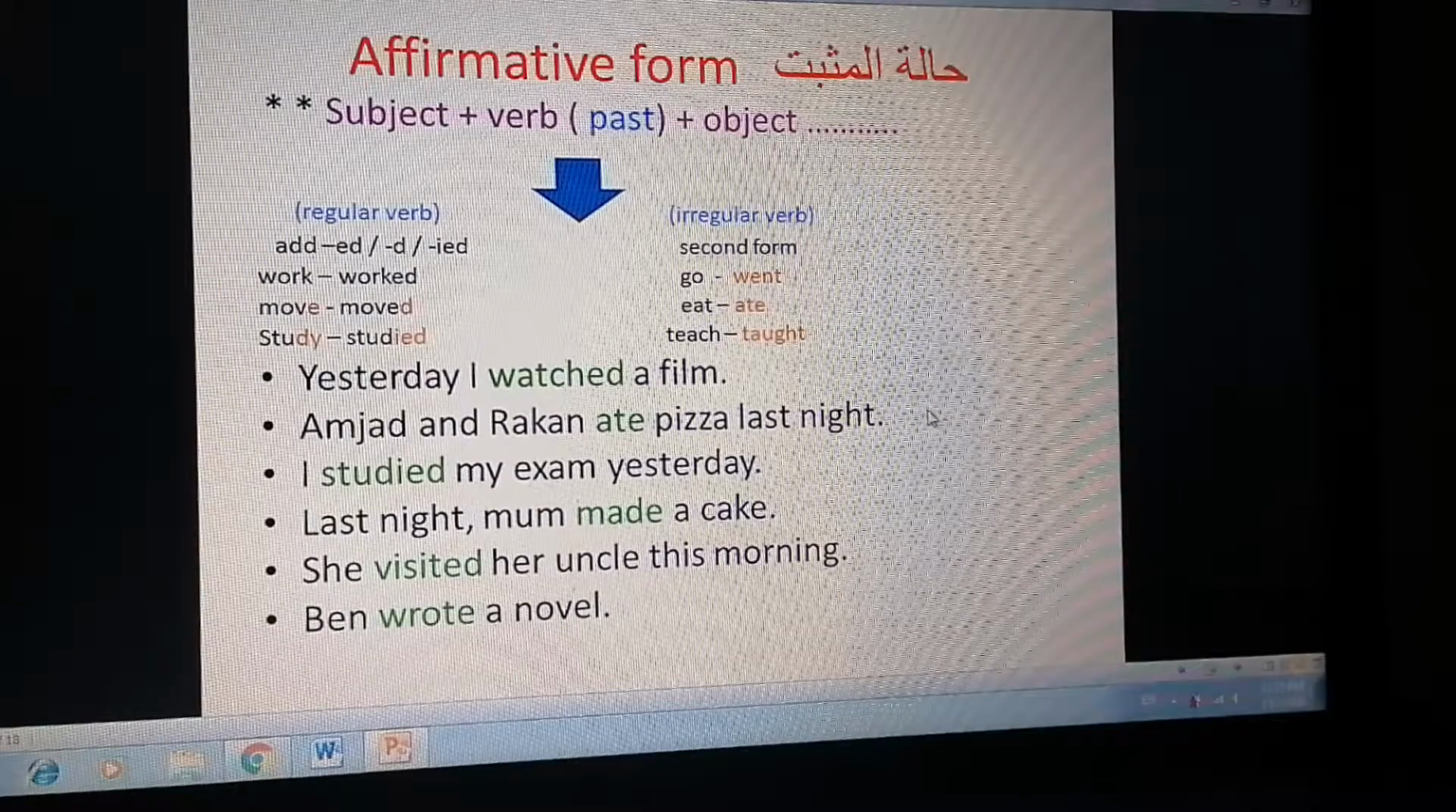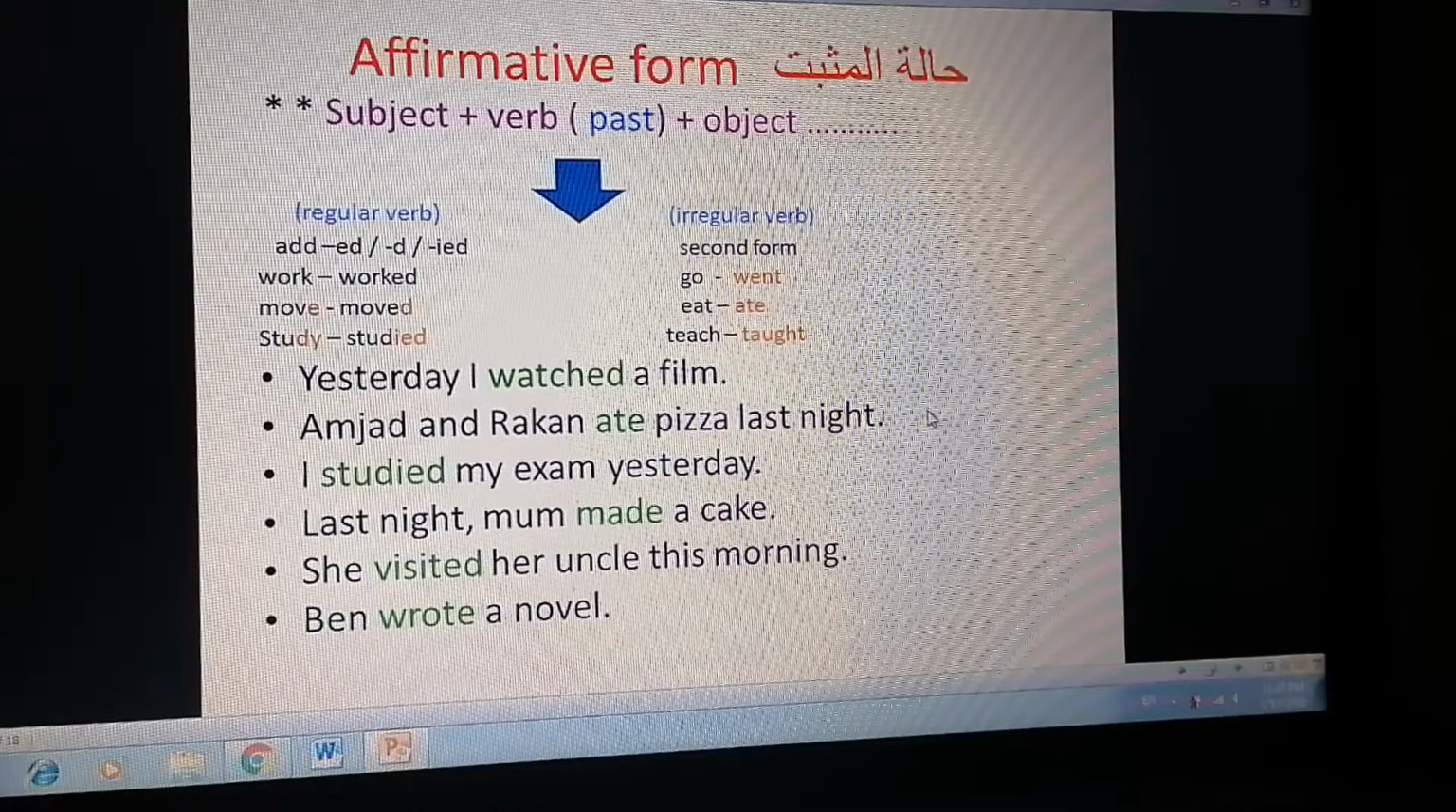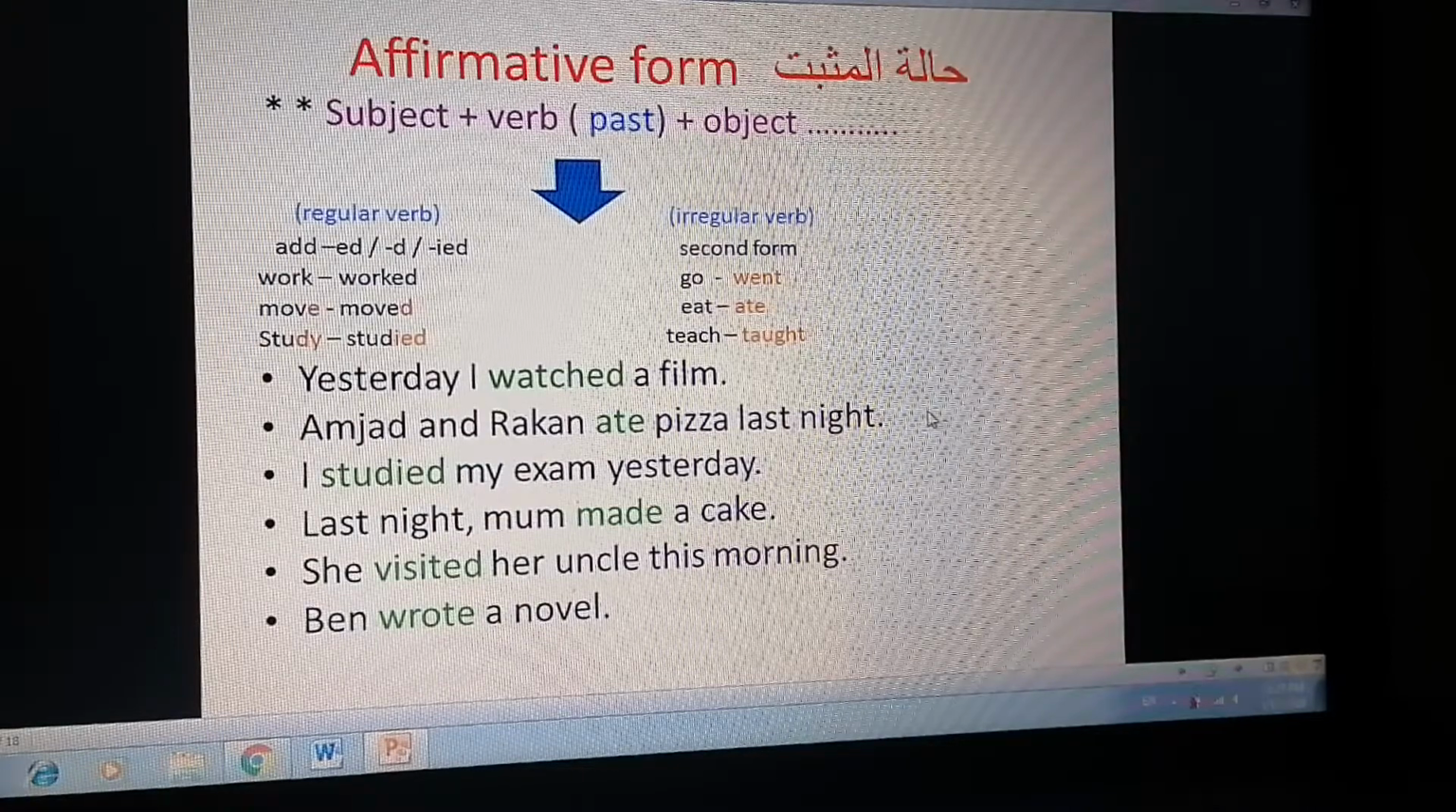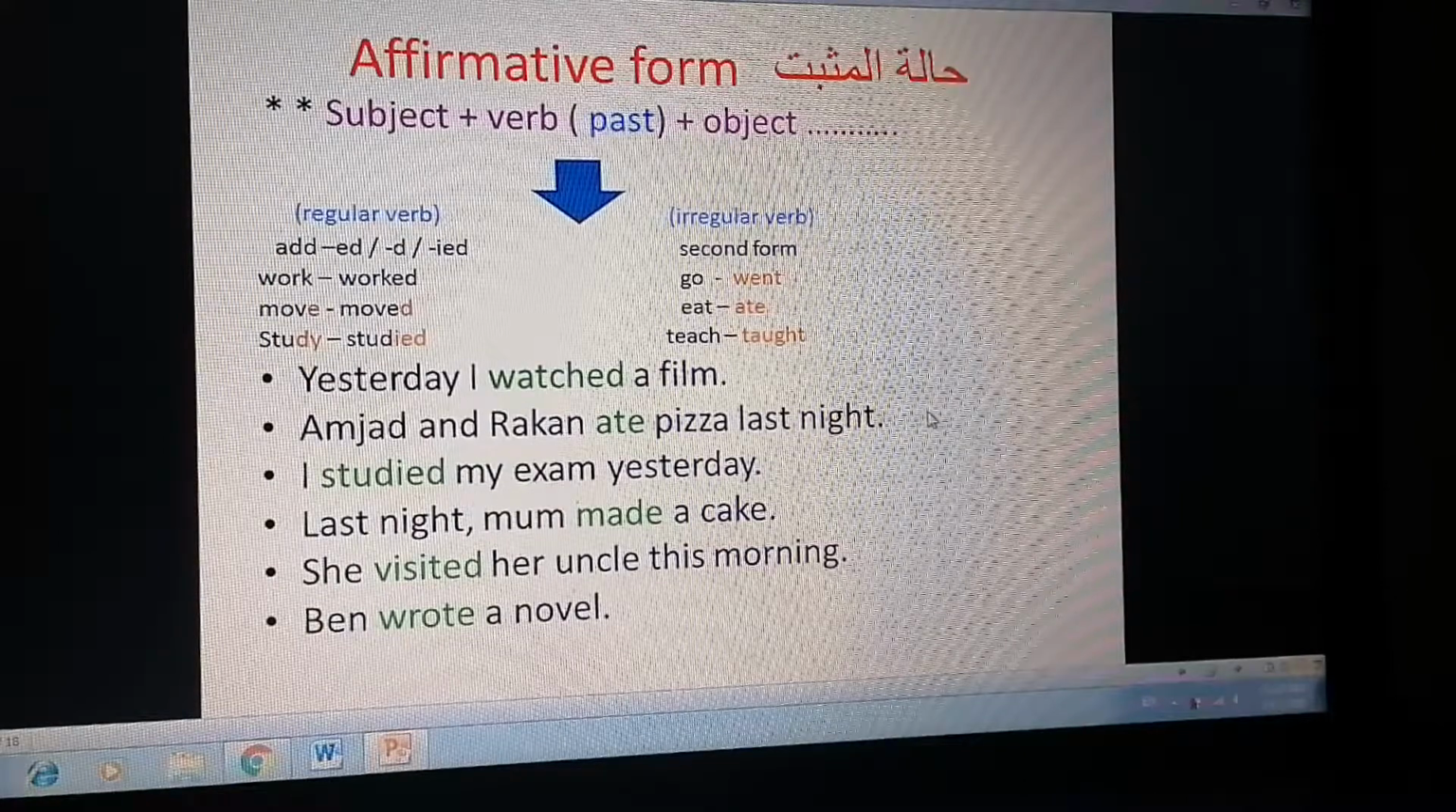What's meaning verb past؟ شو يعني الفعل ماضي؟ In English we have two types of verb, regular verb or irregular verb. Regular verb فعل منتظم. That's mean we add ed, d or ied. Look at example. Work, worked.